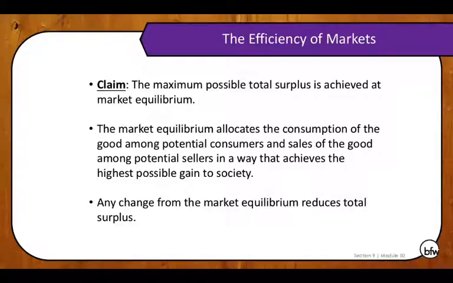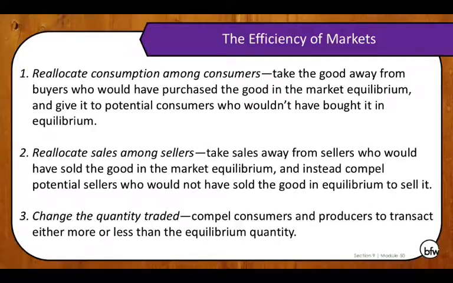Suppose a government minister was in charge of determining the purchase and sale of gadgets. Maybe this person could do a better job. Let's consider three approaches the minister could take. The minister could reallocate consumption among consumers by taking the good away from buyers who would have purchased the good in the market equilibrium and giving it to potential consumers who wouldn't have bought it in the equilibrium.